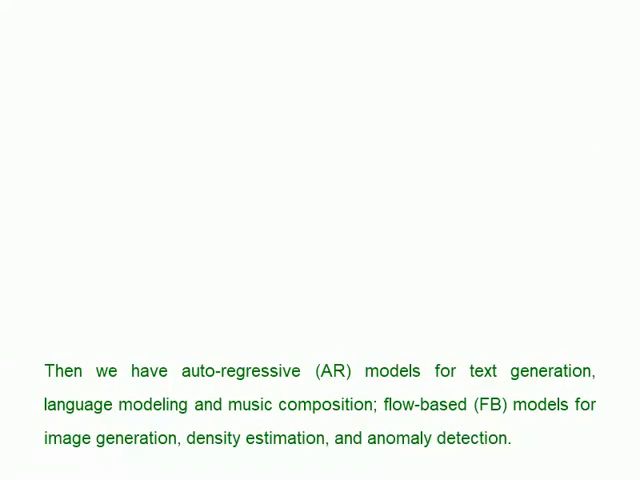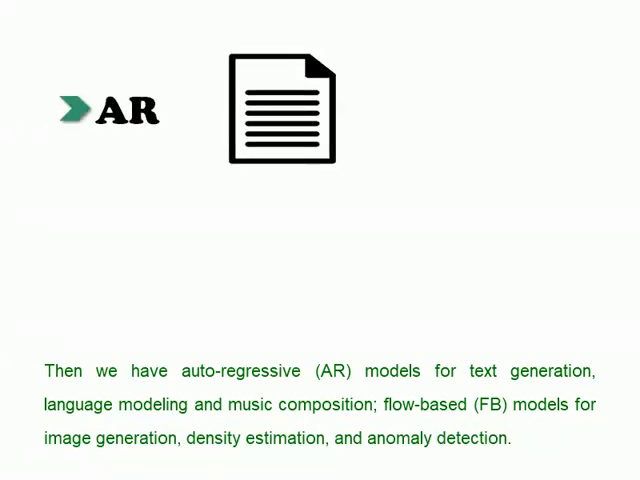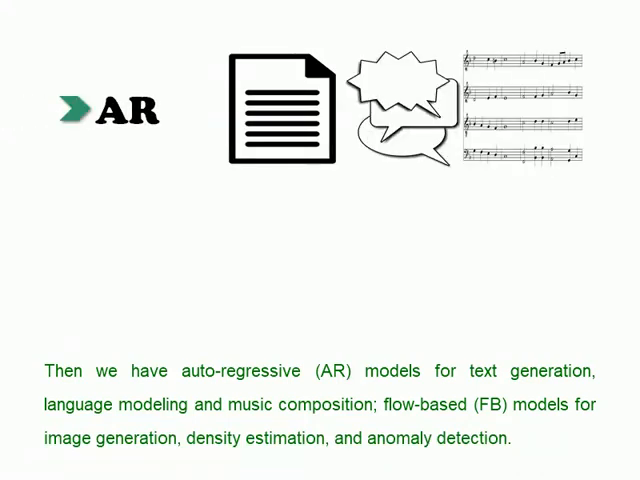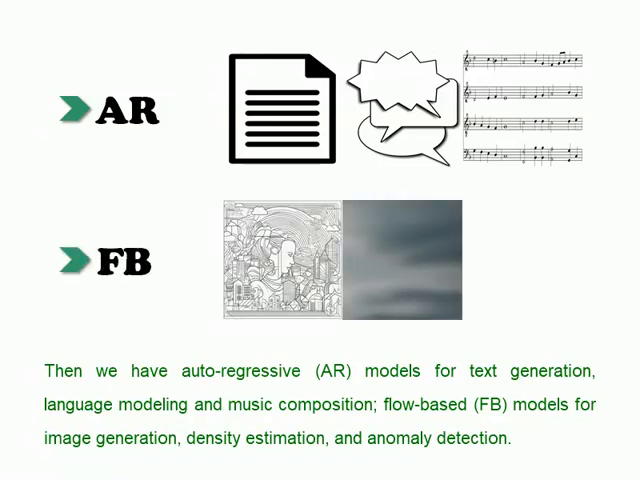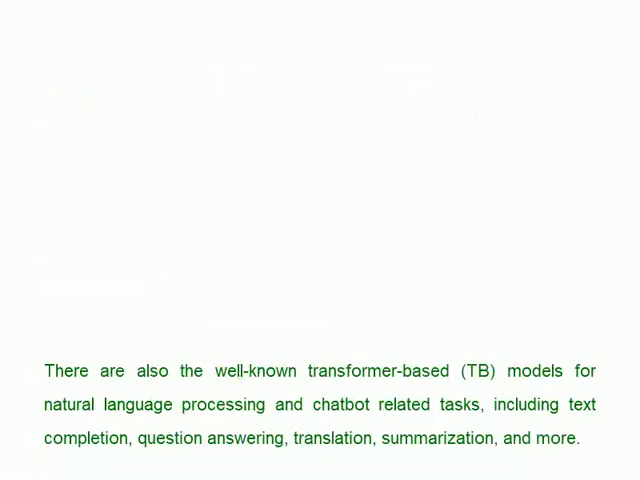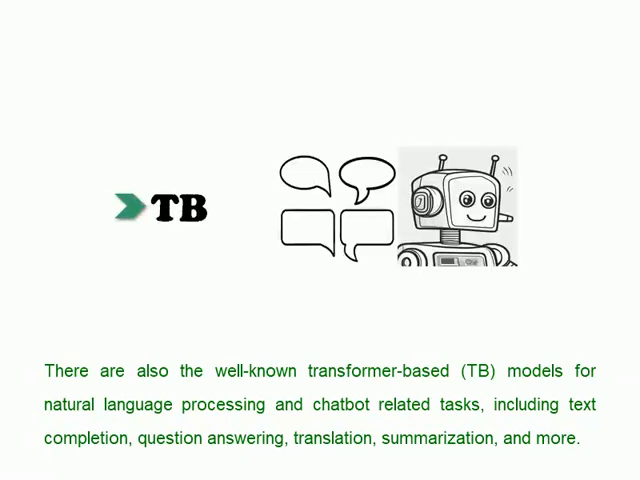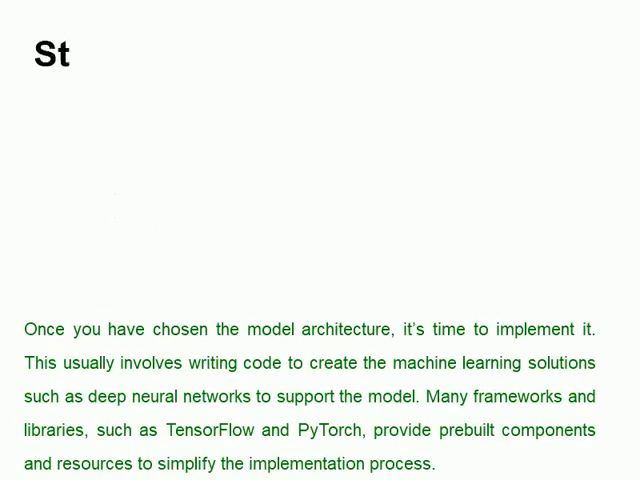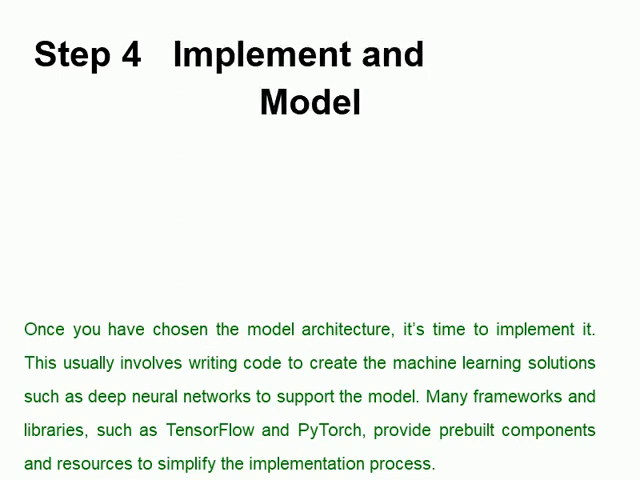Then we have autoregressive, AR, models for text generation, language modeling and music composition, flow-based, FB, models for image generation, density estimation, and anomaly detection. There are also the well-known transformer-based, TB, models for natural language processing and chatbot-related tasks, including text completion, question answering, translation, summarization, and more.